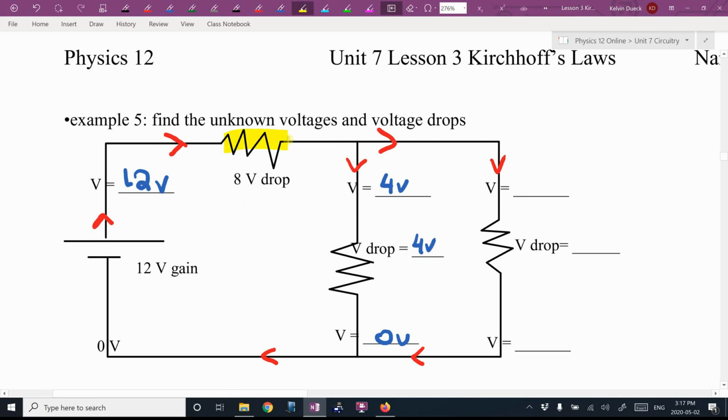Go back to here. I'm still 12 volts high. I lost 8 volts. So right here, I am 4 volts high. Whee! That got me down to the ground. 4 volts.